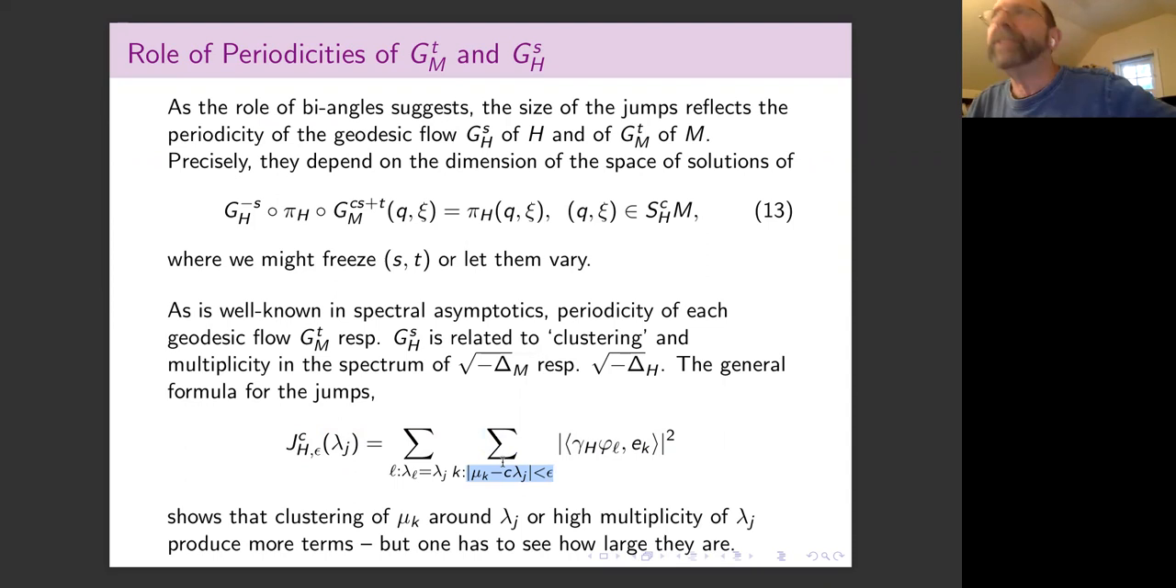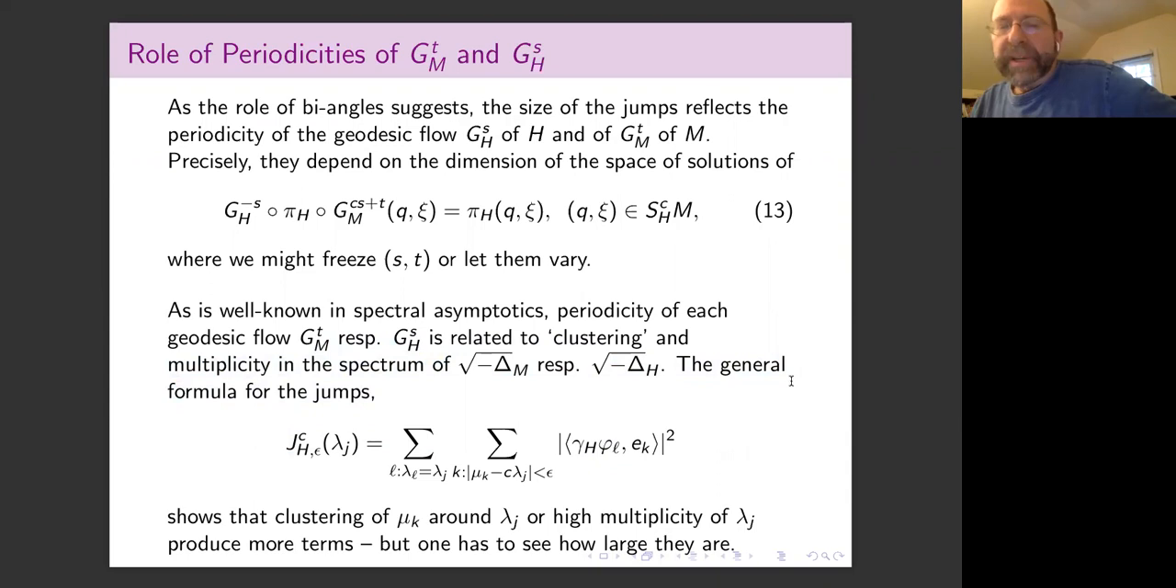If you get clustering, there are a lot of terms here. If you get mu clustering, that means a lot of eigenvalues piled up around specific lambda j's. Then for certain values of c, if you pile up around those particular c lambda j's, you get a big contribution, but you don't get a big contribution where you don't have clustering. So these periodicity effects can have very subtle behavior in both the remainder and the main term. The periodicity property on M is important because high periodicity potentially gives high multiplicity of the lambda j eigenvalues, so you might have many, many terms you're summing over here.